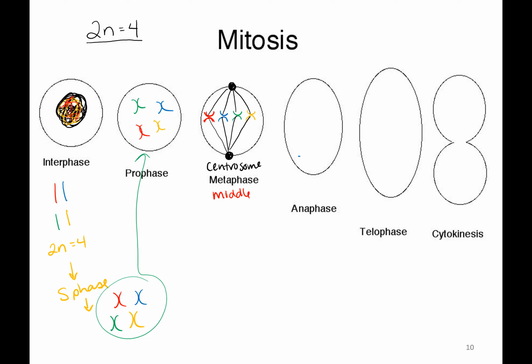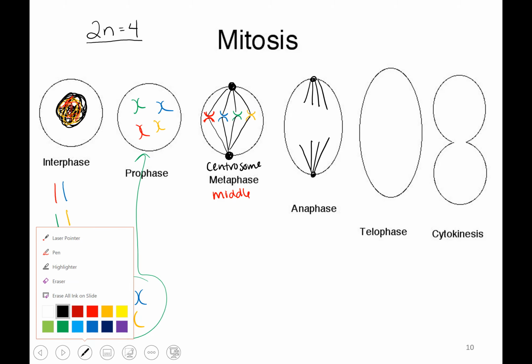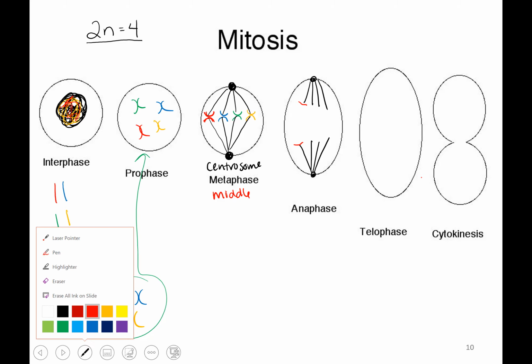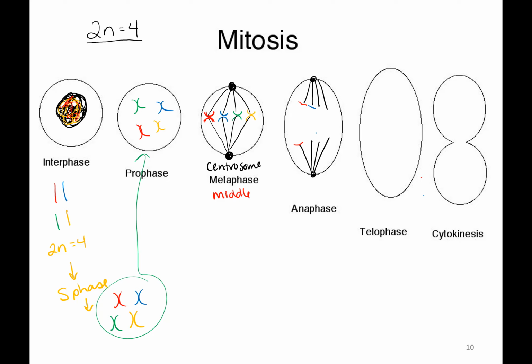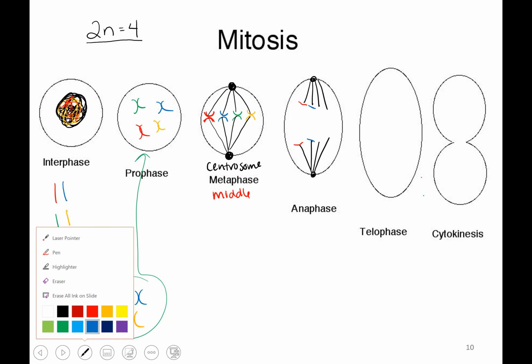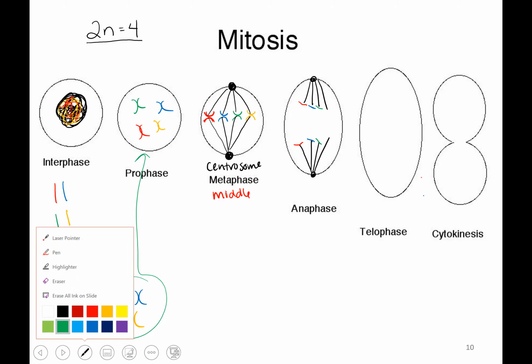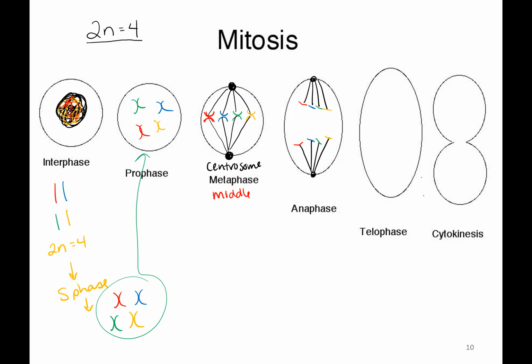And so what's going to happen in anaphase is that the spindle fibers are going to get shorter and they're going to pull the chromosomes to the opposite end of the cells. So our red is going to be here. Do you see how I just split that sister? And my blue is going to be here, and my green, and my orange, right? So we split the sister chromatids.